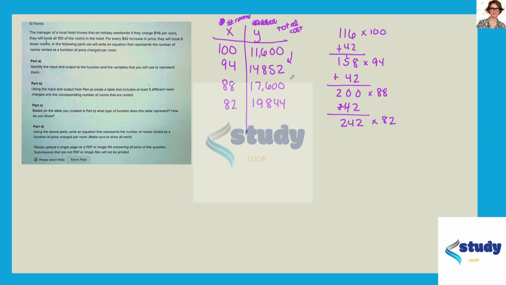So let's see what the increase is. So 14,852 minus 11,600. That's 3,252. And then 17,600 minus 14,852, and that's 2,748.